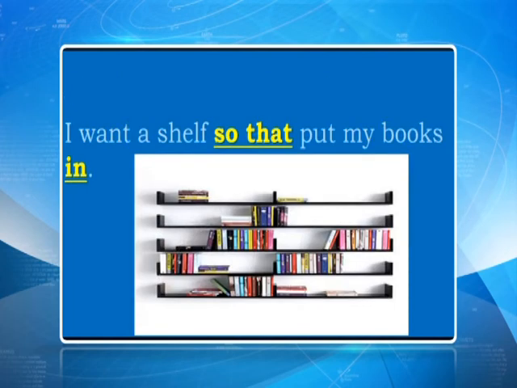Right. I want a shelf so that put my books in. After "so that," I need to use a clause, a subject and a verb. But here I have a verb. So one way to make this sentence correct is to say, I want a shelf to put my books, or in order to put my books, or so as to put my books not in, but rather on. Okay? So I want a shelf so as to put my books on.